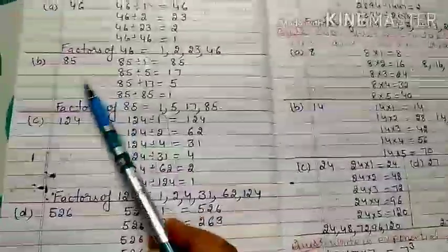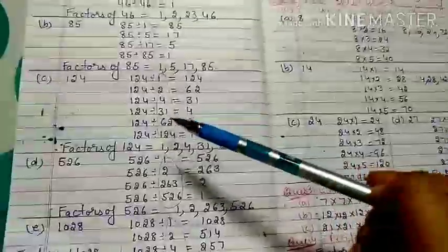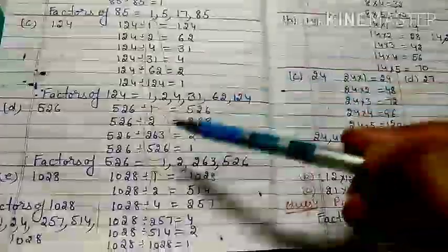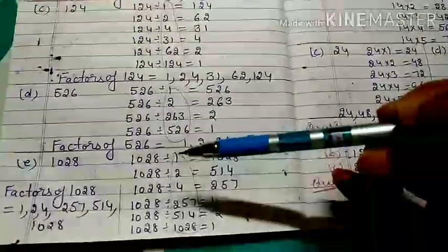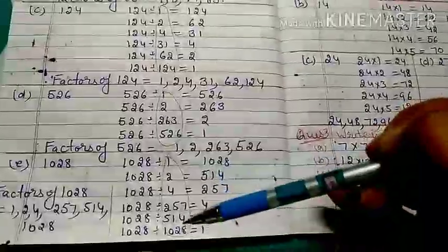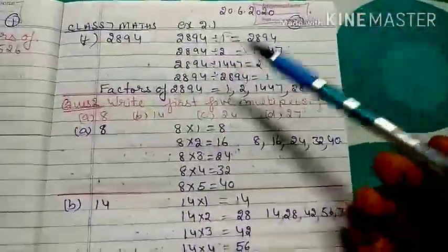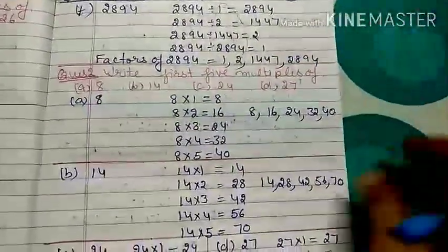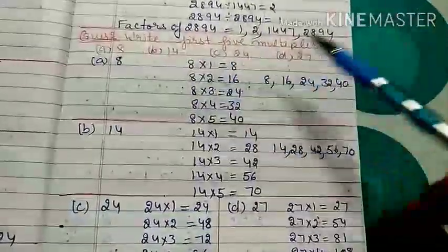Similarly, 85 is divisible by 1, 5, 17, 85. 124 is divisible by 1, 2, 4, 31, 62, 124. Now 526 is divisible by 1, 2, 263, 526. 1028 is divisible by 1, 2, 4, 256, 514, 1028. And 2894 is divisible by 1, 2, 1447 and the number itself. Now here you have to write the first 5 multiples of 8, 14, 24, 27.